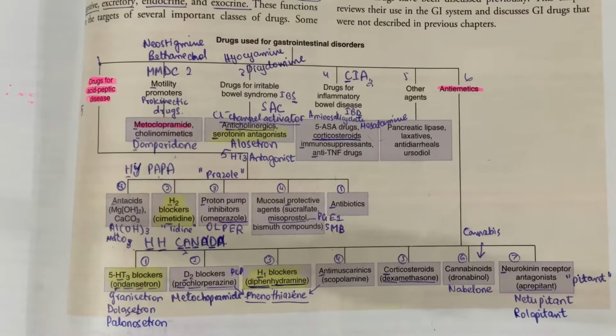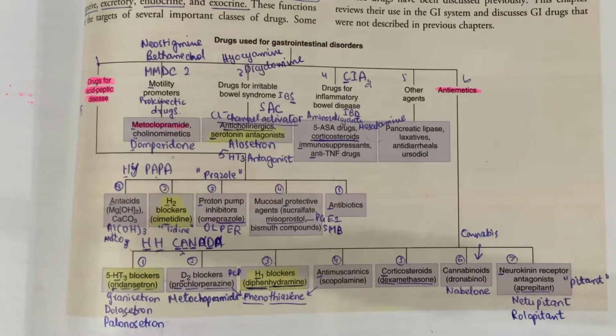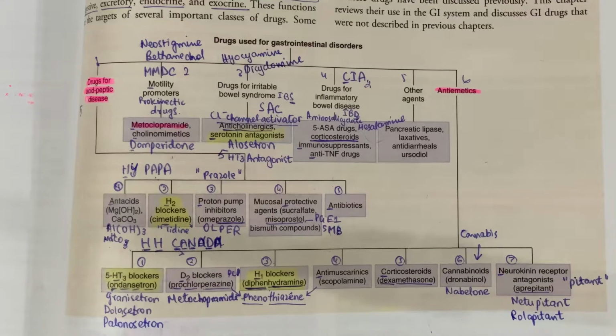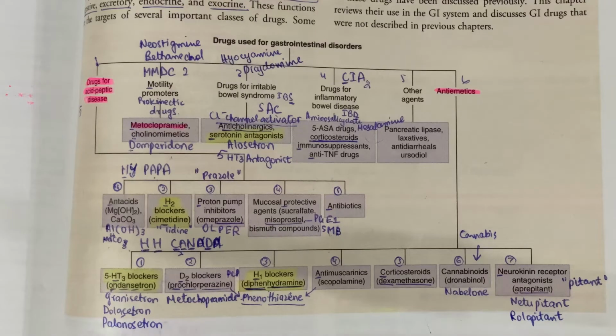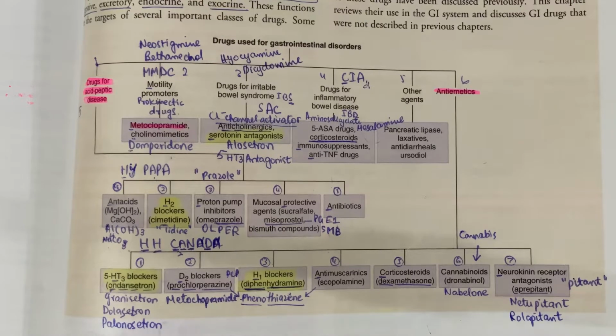Okay, today we are going to start our topic, that is drugs used in the gastrointestinal disorders. The gastrointestinal disorders include peptic ulcer disease, the motility promoters, inflammatory bowel disease, irritable bowel syndrome, and other agents, and then there are antiemetics. Included in peptic ulcer disease, there are 5 groups of drugs.